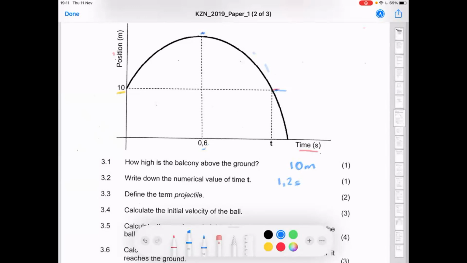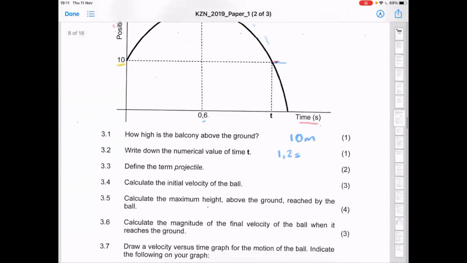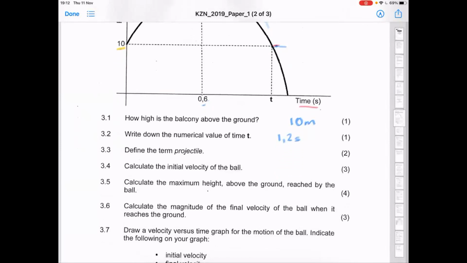Define the term projectile, so you know that it's an object where the only force acting on it is the force of gravity. Now they're asking you 3.4, calculate the initial velocity of the ball. Okay, so I'm going to remind you again, in these sections, there's more than one equation that you can use. And you can also have a choice of where you want to start from. You have a choice of which direction is positive and which direction is negative. You choose whichever you are comfortable with, but once you've made a choice, you must be consistent and stick with it.